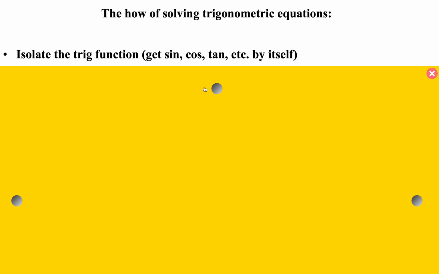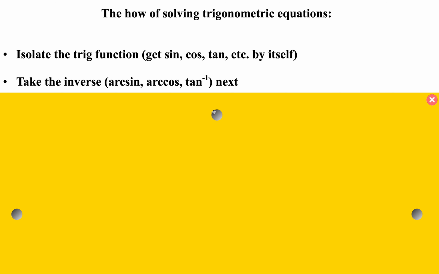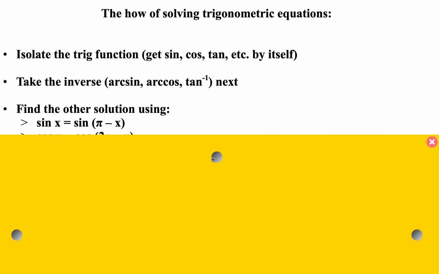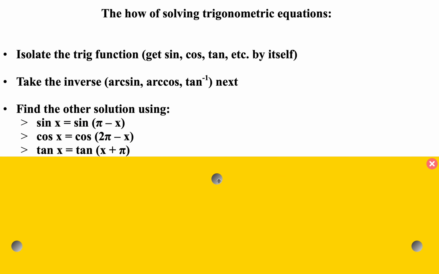Then you take the inverse, arc sine, arc cosine, or the tangent inverse, or arc tangent, whatever. Remember, if you're using Desmos, it's easier to type in arc sine or arc cosine first. Please bear in mind, we're going to be doing this in radians unless expressly told otherwise, so make sure that whatever you're using to find these values is set to radians. Then you find the other solution.